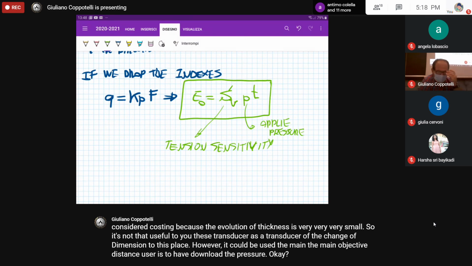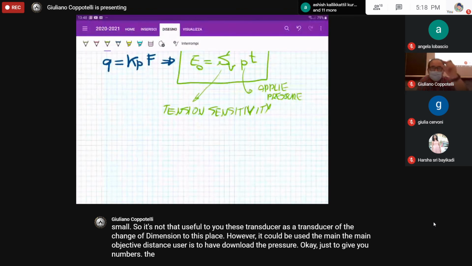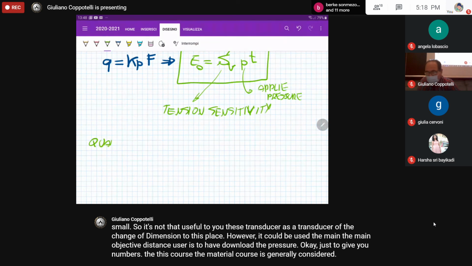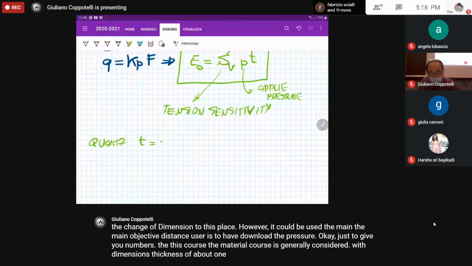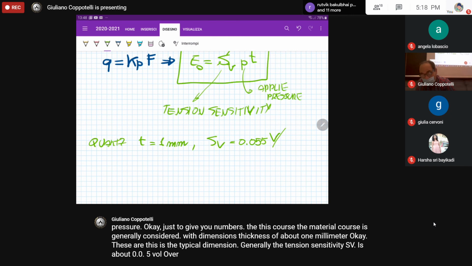Just to give you numbers, the material quartz is generally considered with a thickness of about 1 millimeter. This is the typical dimension. Generally, the tension sensitivity, S_V, is about 0.05 volts meter per Pascal.